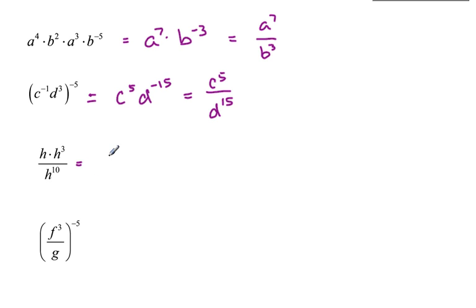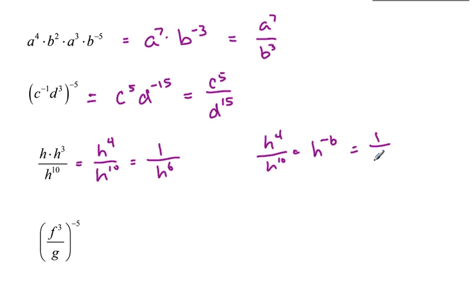All right, here we're going to combine some rules. H times h cubed, we add our exponents, h to the fourth over h to the 10th. Now we have two choices. We could simply say, when I cancel and subtract, I'm going to have more h's on the bottom. I get h to the sixth. Sometimes you might subtract the other way. If you subtract, you would get h to the negative sixth, and then you would rewrite it as 1 over h to the sixth. Notice in either case we get the same answer.